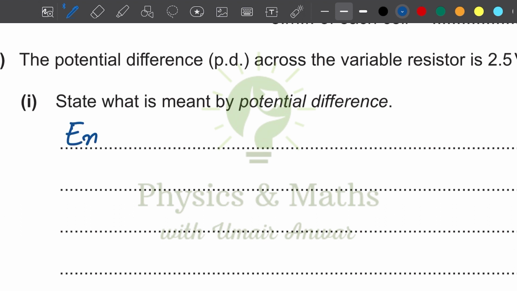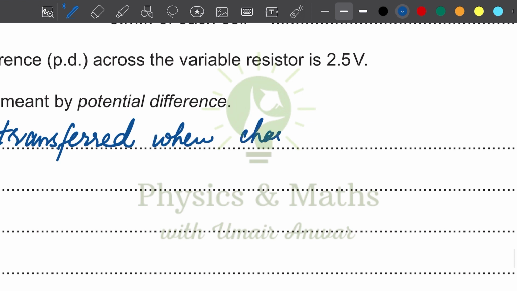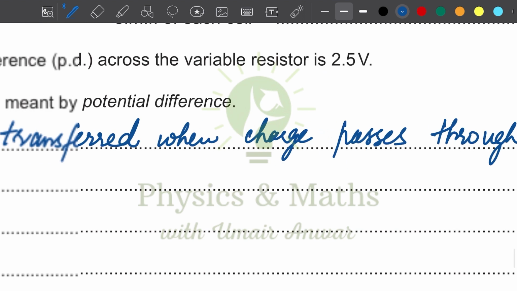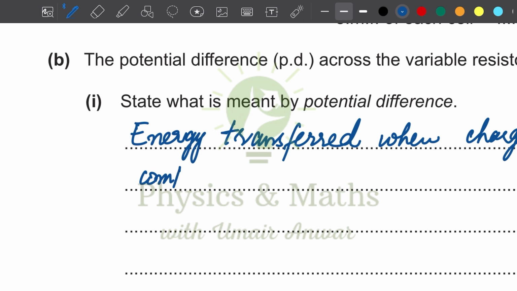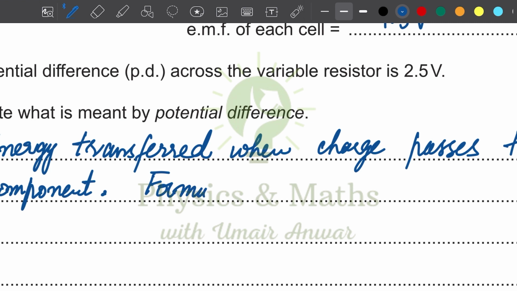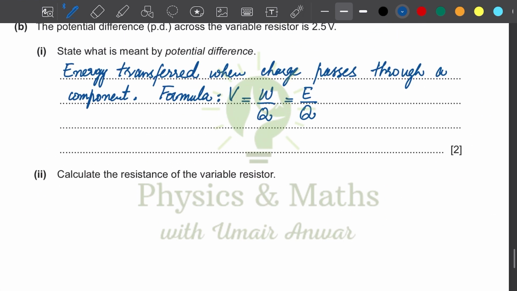So potential difference could be defined as the energy transferred when charge passes through a component. So we also have to write the formula. The formula for finding the potential difference could be work done upon charge or energy upon charge. So this would be sufficient for a 2-mark question.